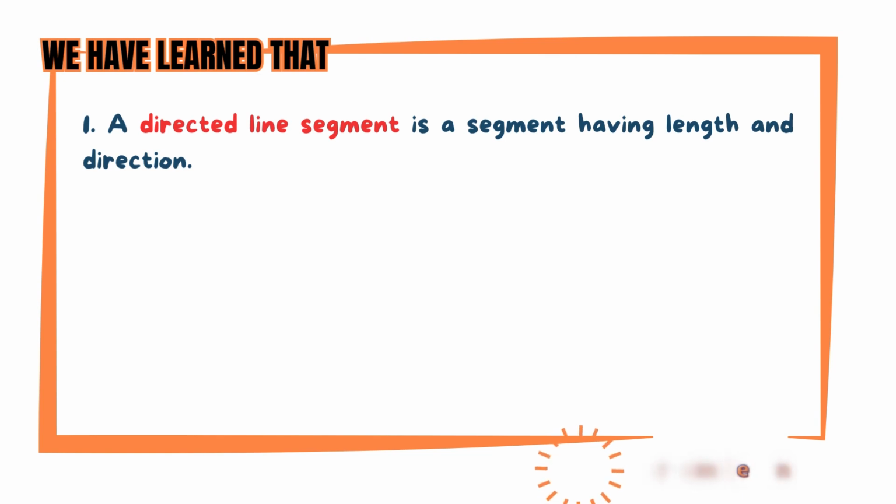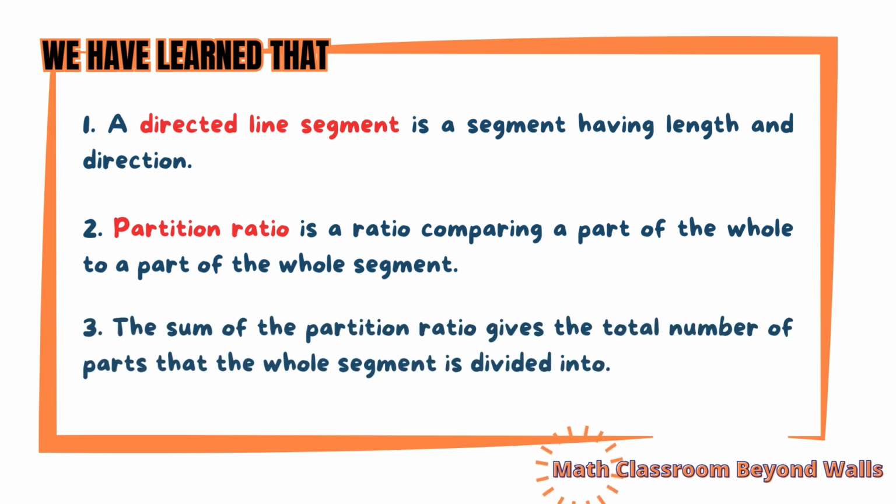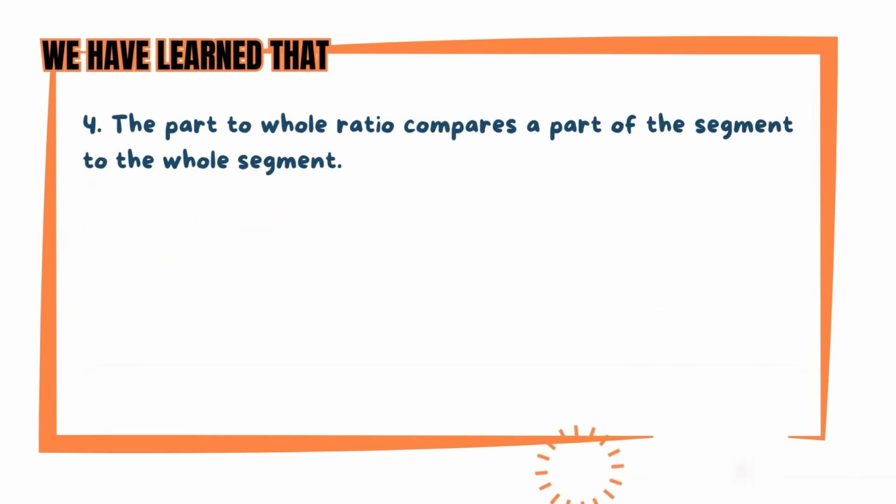We have learned that, first, a directed line segment is a segment having length and direction. Second, partition ratio is a ratio comparing part of the whole to a part of the whole segment. Third, the sum of the partition ratio gives the total number of parts that the whole segment is divided into. Fourth, the part-to-whole ratio compares a part of the segment to the whole segment.